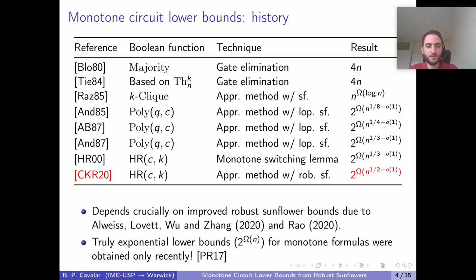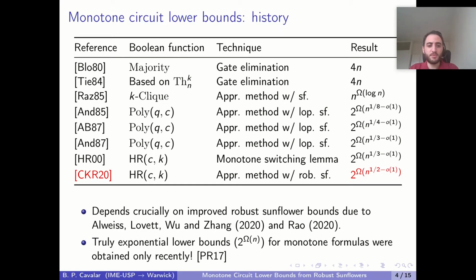And in the 2000s, Harnik and Raz also gave a lower bound of exponential in n to the 1/3 for a monotone Boolean function. But ever since these early works, no improvement on the order of growth of the exponential function had been given. And we proved the first monotone circuit lower bound that is exponential in n to the 1/2. This lower bound of ours depends crucially on the improved robust sunflower bounds that were obtained recently by Lovett, Wu, Zhang and Anup Rao.